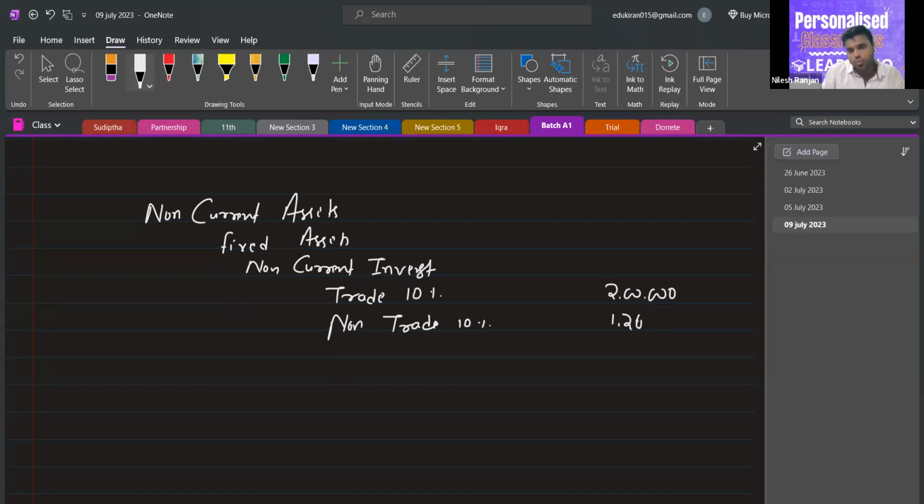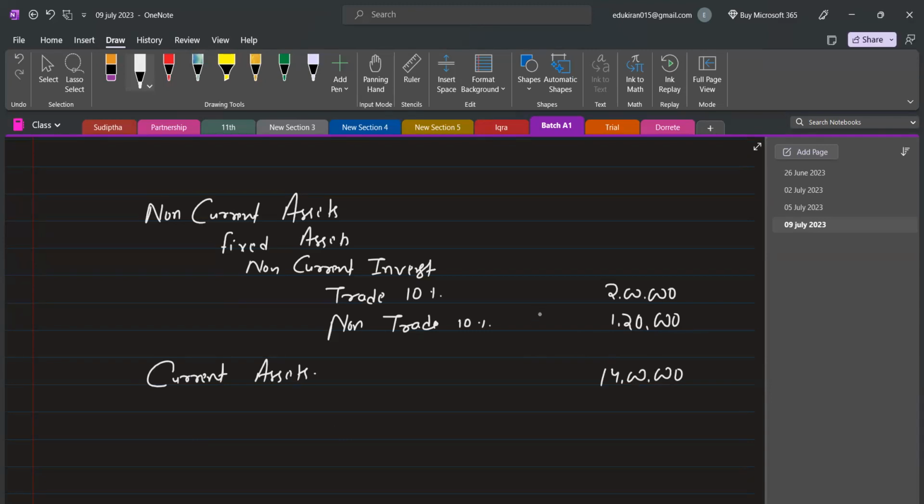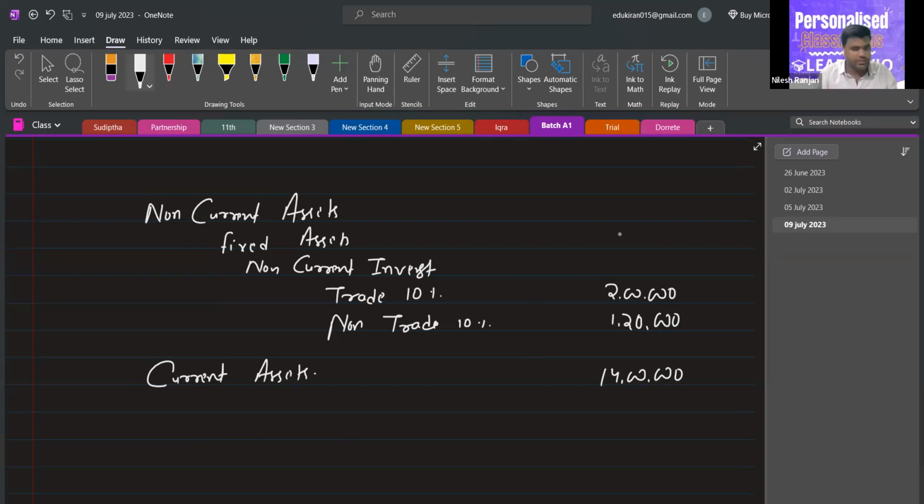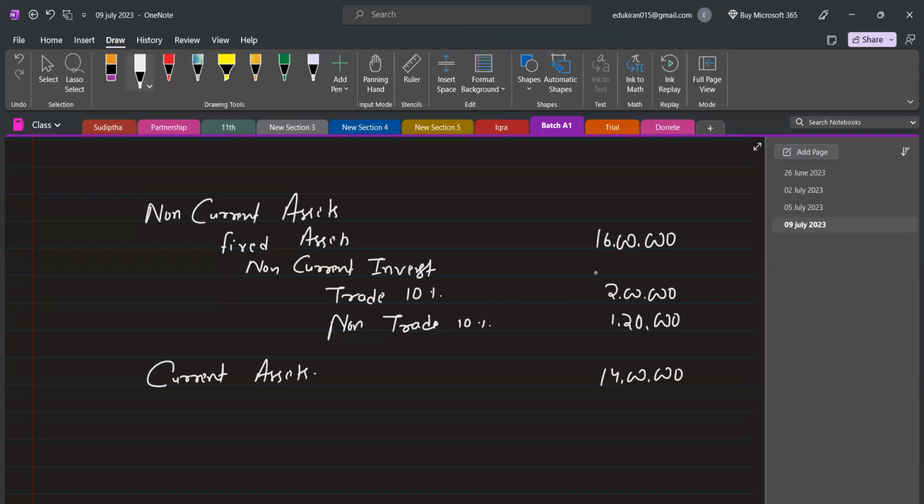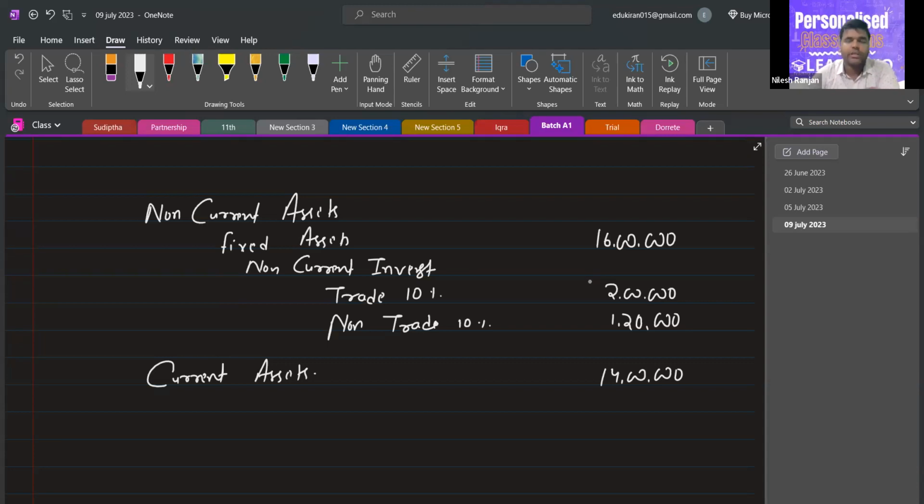Okay, if I ask you what is non-trade investment actually, can you tell me? Ritika, what is non-trade investment? Sir, is it investment related to... sir, I'm not sure. Okay, it is investment which is not directly related with our business. We have invested, which is a different type of investment, not anyhow related with our business.